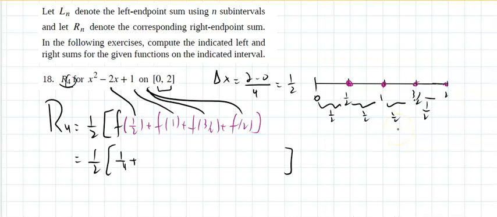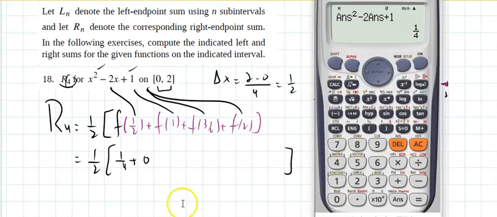That's 1/4 plus f of 1: 1 plus 1 is 2, minus 2, that's 0. You could use the calculator if you like. Take 1, enter, go back. Oh, I forgot that. Oh, come on. There it is. And there's the 0.